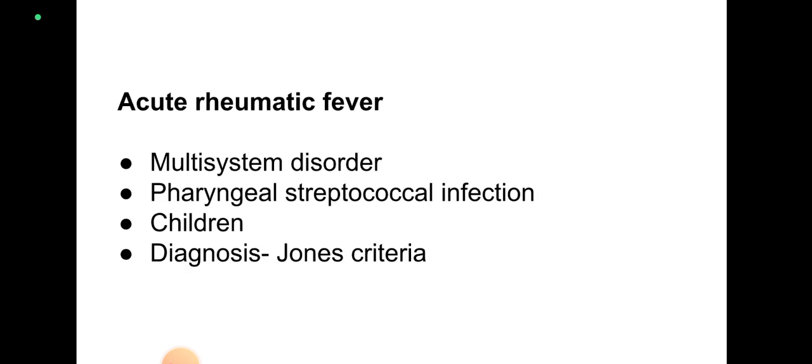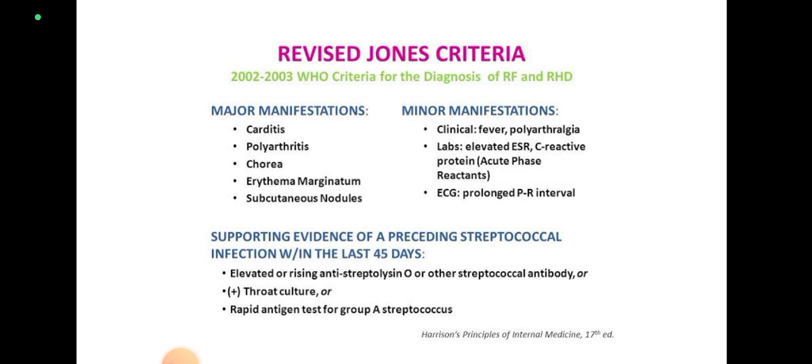Acute rheumatic fever is a multi-system disorder which follows pharyngeal streptococcal infection. Acute rheumatic fever affects children, most commonly between the age of 5 to 15 years. Its diagnosis is based on updated Jones criteria. Presence of two or more major criteria or one major and at least two minor criteria plus evidence of previous streptococcal infection is required for the diagnosis of acute rheumatic fever.